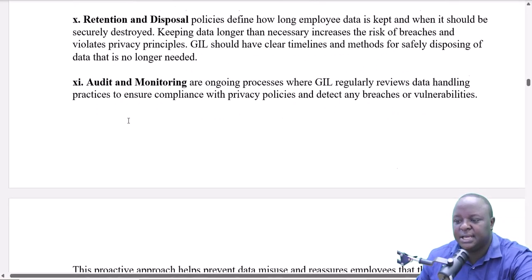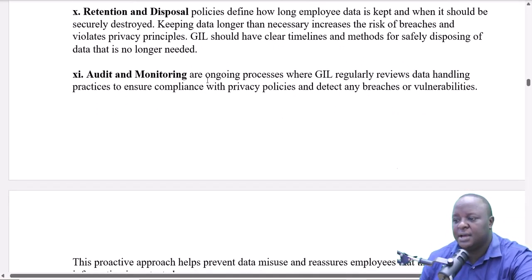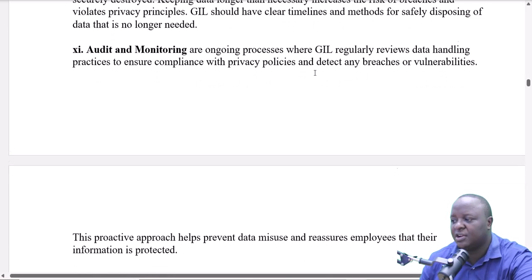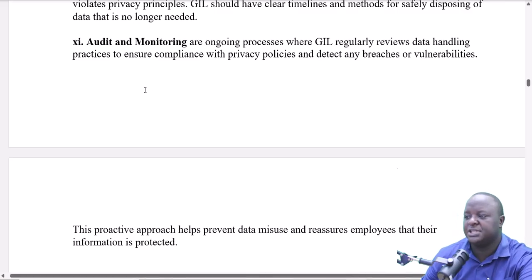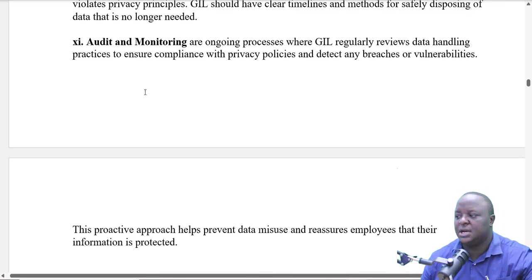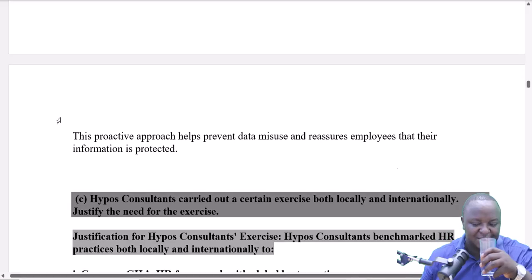And lastly, the audit and monitoring, which should be ongoing processes whereby GIL regularly reviews data handling practices to ensure compliance with privacy policies and detect breaches or vulnerabilities.